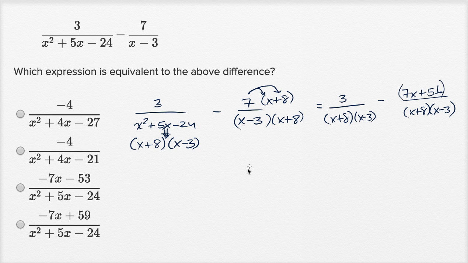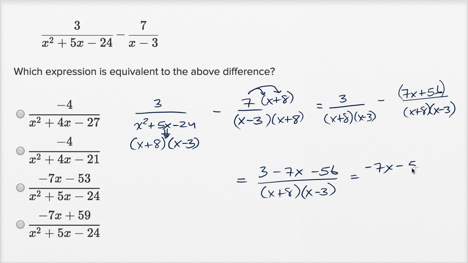And so this is going to be equal to, we have our common denominator, x plus 8 times x minus 3. So it's going to be 3, and we can distribute this negative sign, minus 7x minus 56. So it's going to be equal to, let's see, we could write negative 7x, and then 3 minus 56 is negative 53. And x plus 8 times x minus 3 we already established is the same thing as x squared plus 5x minus 24. And that's exactly this choice right over there.